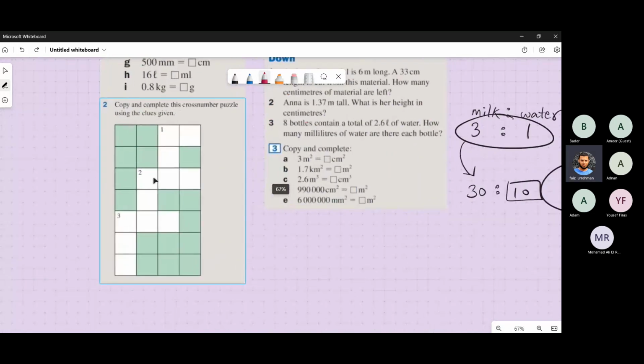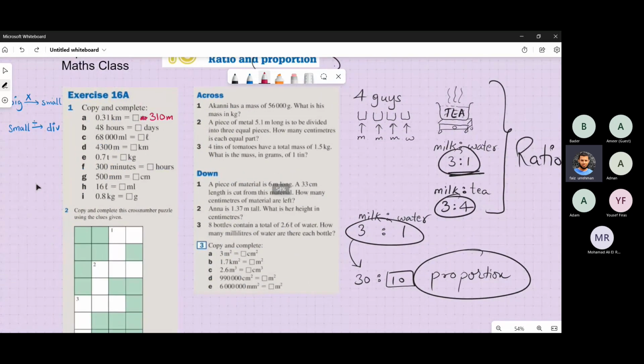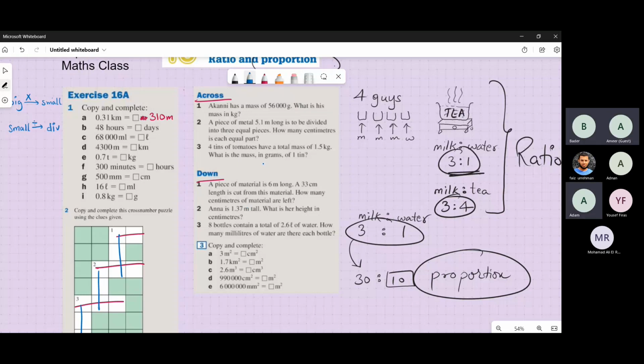Now, there is a crossword puzzle here. And how do we solve these crosswords? We have two clues, two categories, across and down. What is across? When we have to move horizontally. And what is down? When we have to move vertically. And what is the other one? One is horizontal, one is vertical.